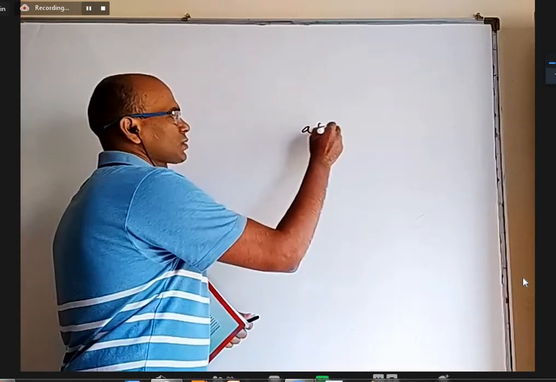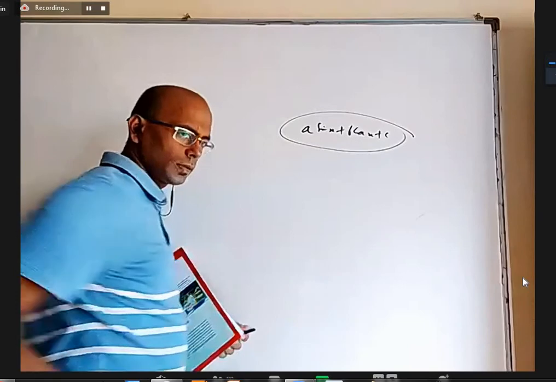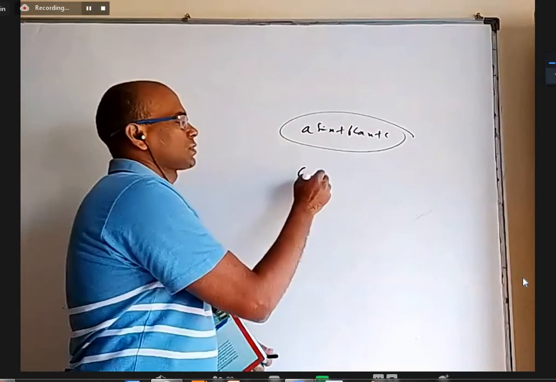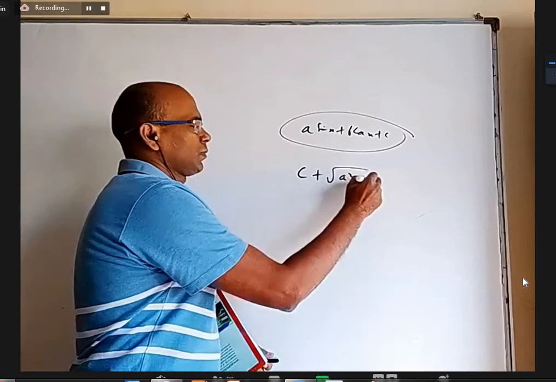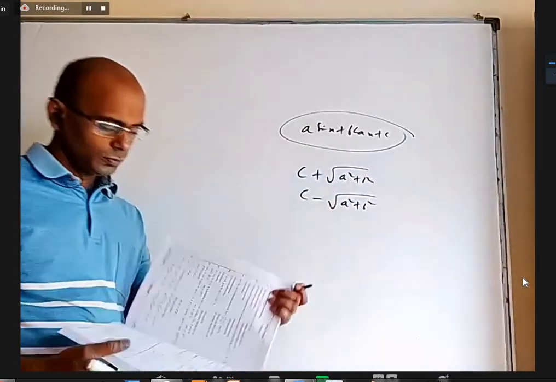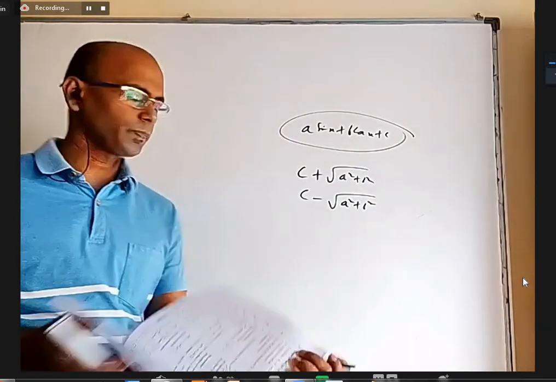A sin x plus b cos x plus c. What is the formula? c plus root of A square plus B square is the maximum value. And the minimum is c minus root of A square plus B square. So based on that, when you try to find, you will get maximum is 3 root 2 and minimum is root 2.